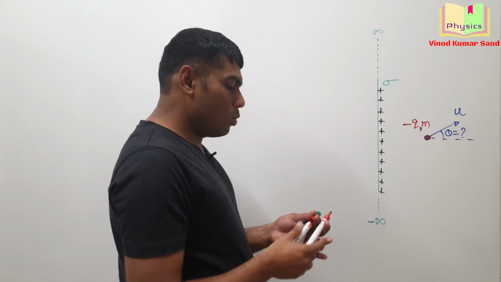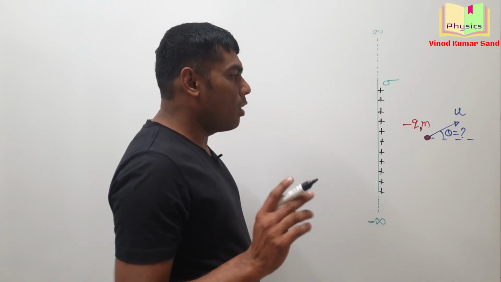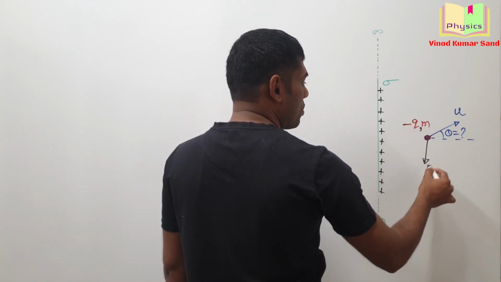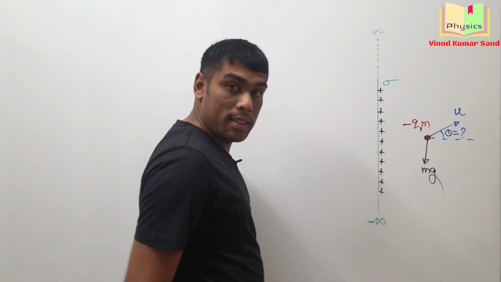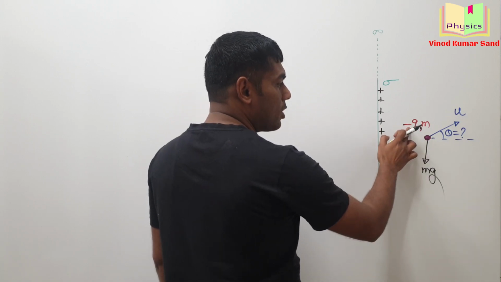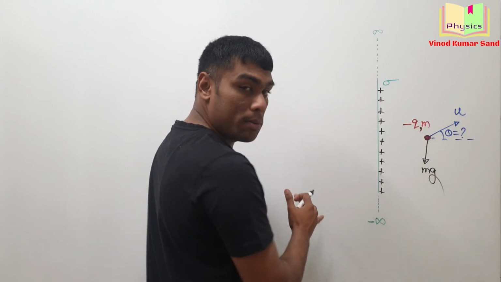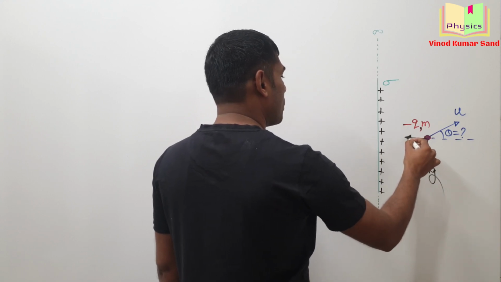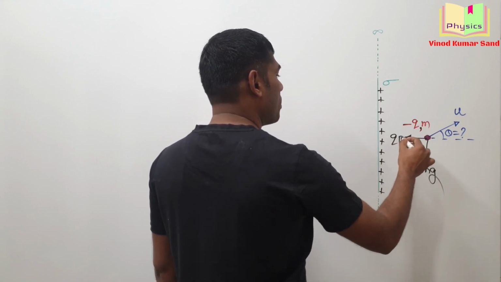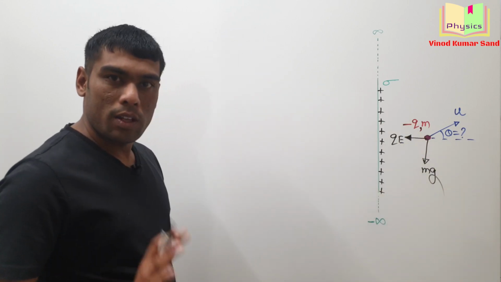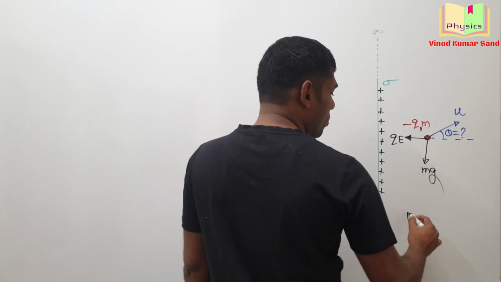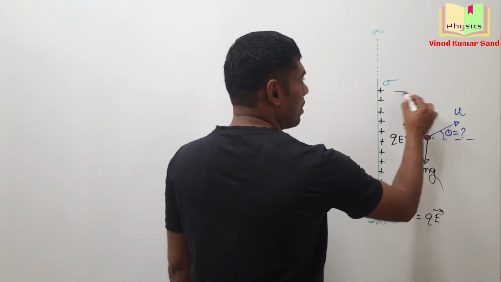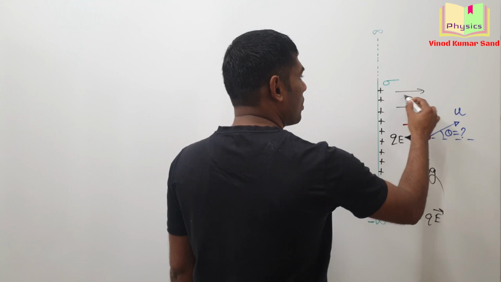Okay. So to start the calculation, first of all, we'll draw the free body diagram. On this mass, the gravitational force will be like this, and this negatively charged particle will be attracted by the positively charged sheet. So it will have the electric force in this direction. The electric force will have the magnitude QE. Got it? We already know that F vector is equal to Q times E vector, and due to this sheet, the electric field will be in this direction.